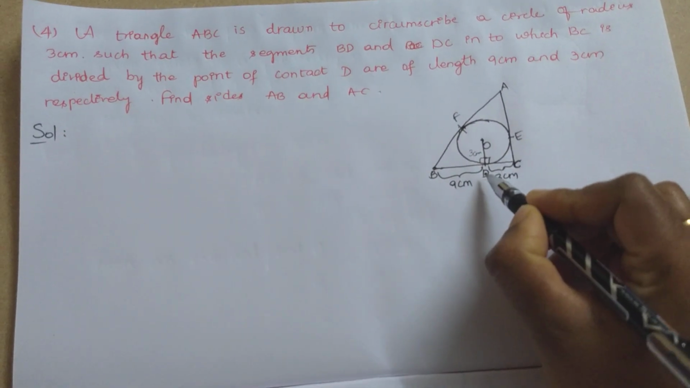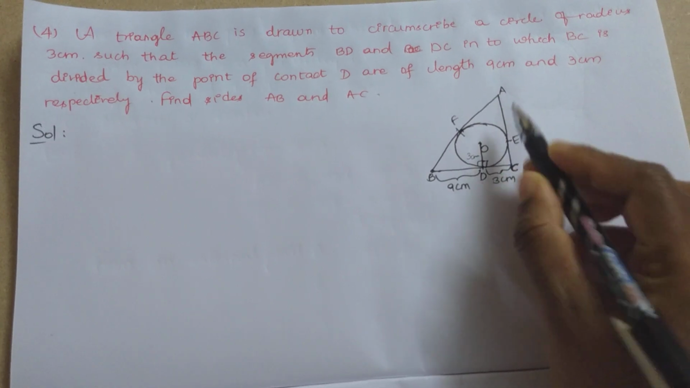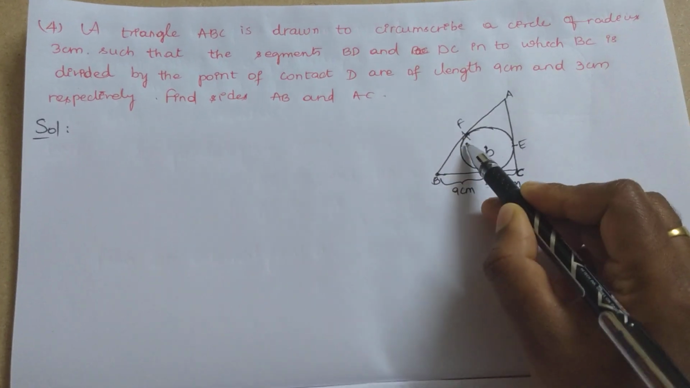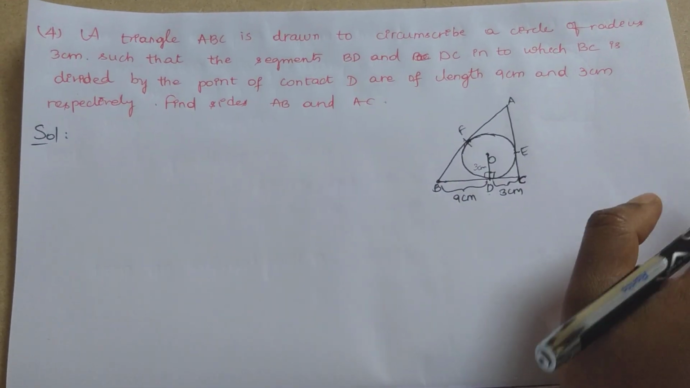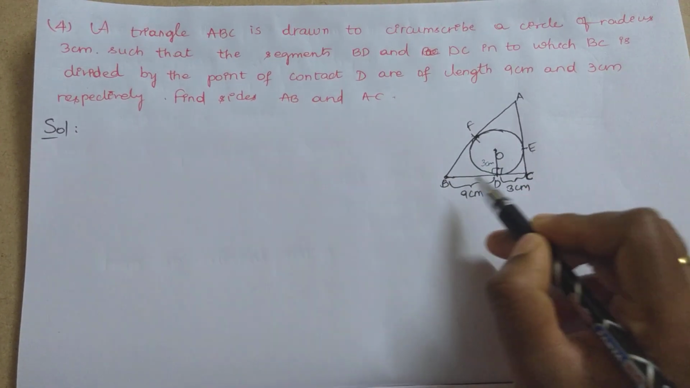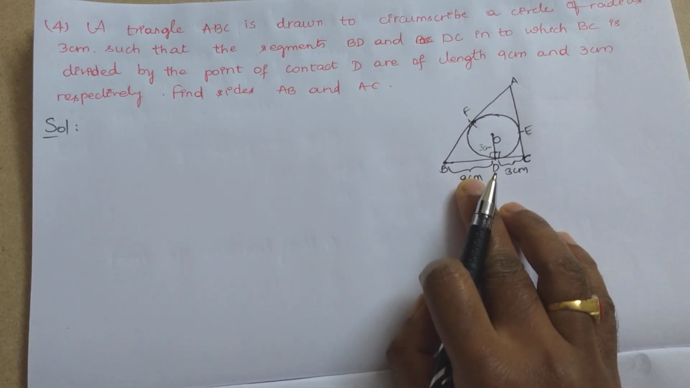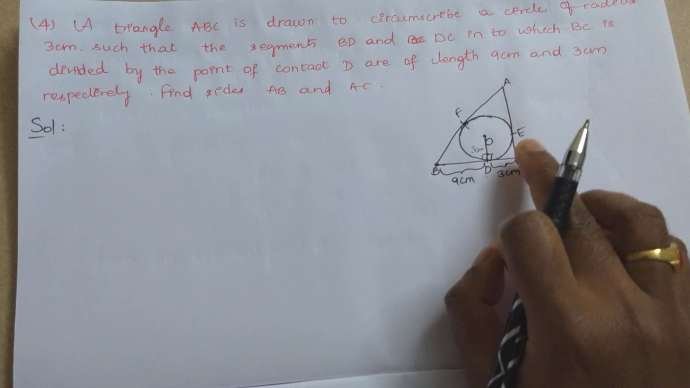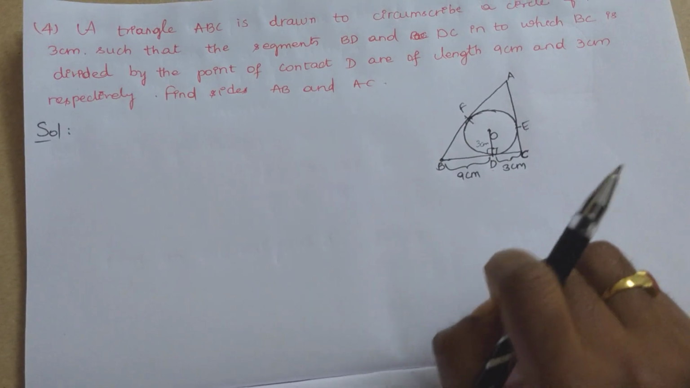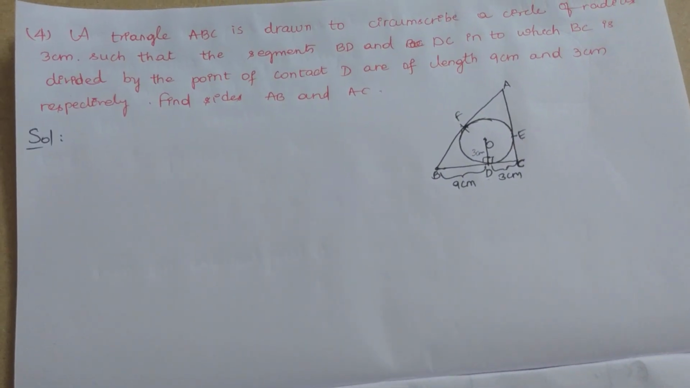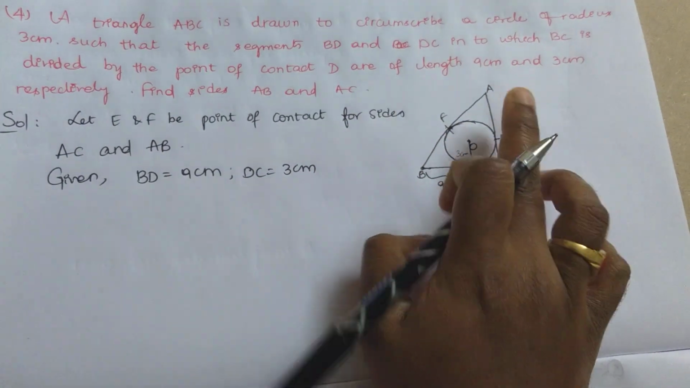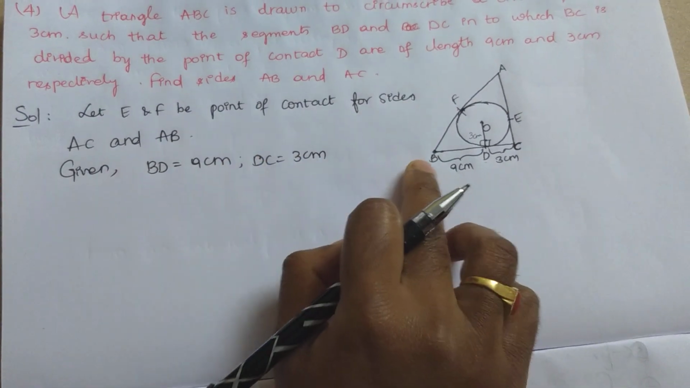See in the figure, in the question they have given only point D. But here for the side AC, the point of contact I have taken as E. And for the side AB, the point of contact I have taken as F. So, from an external point, when the two tangents BF and BD are drawn, both are equal as per theorem 9.2. So first let's write: let E and F be the points of contact for the sides AC and AB. After that, whatever was given I have written.